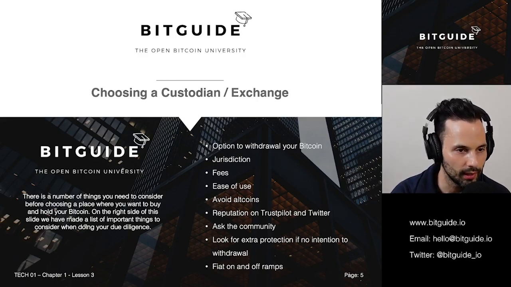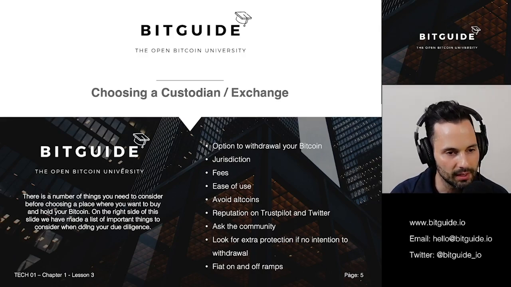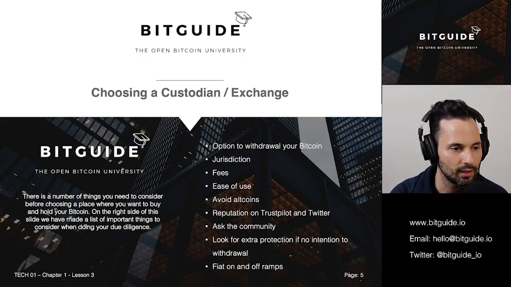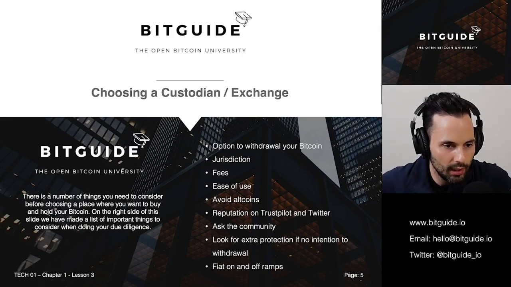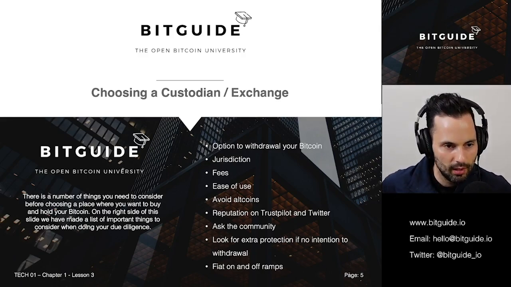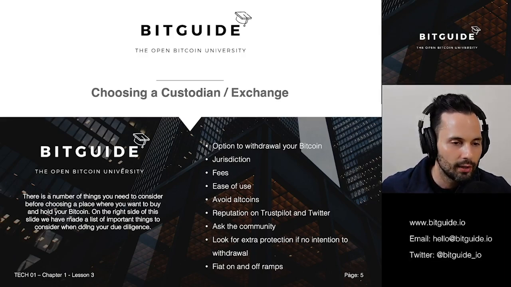So choosing a custodian or an exchange can sometimes be a little bit challenging, but there is a number of things that you can look at before choosing a place where you want to buy and hold your Bitcoin. And on the right side of this graph, I have put some options that you can consider when doing your due diligence. I'm not going to go through each one of them, but obviously it depends where you're based. The points that you want to look at depend on where you are exactly based.